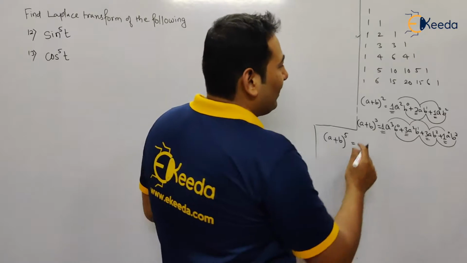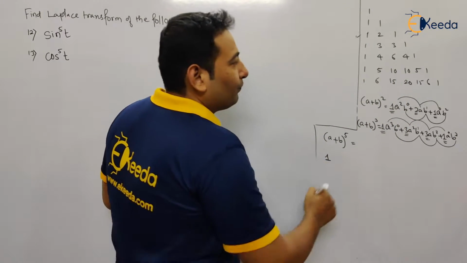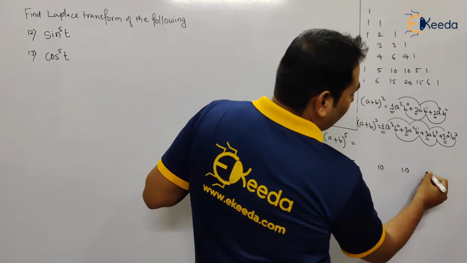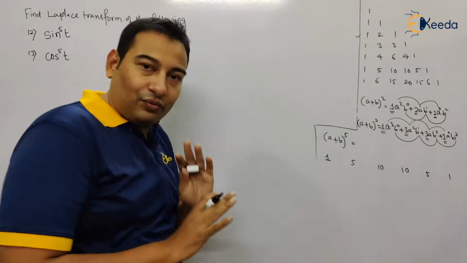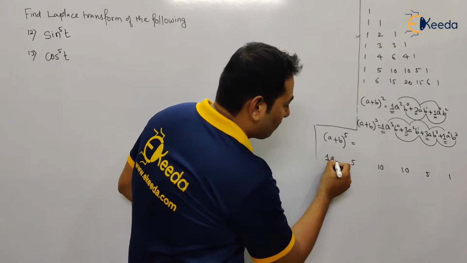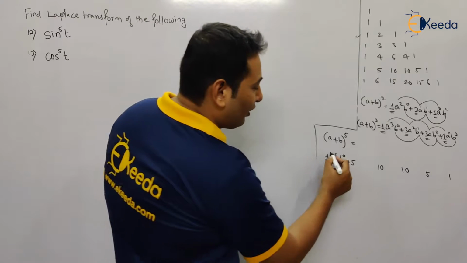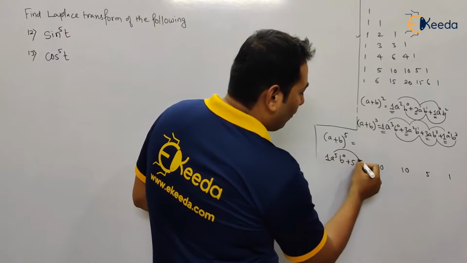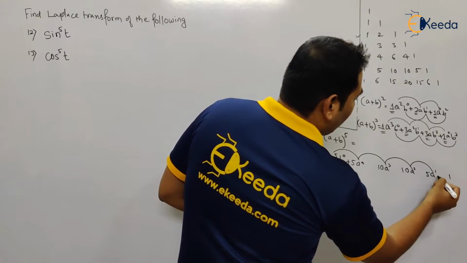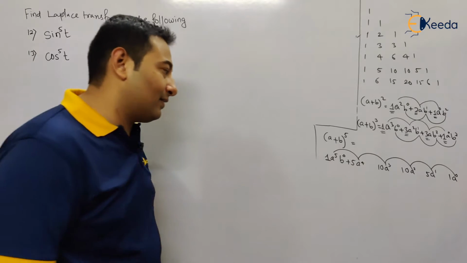(a + b)^5. See, the coefficients are very clear. So let me write down the coefficients here: 1, then we have 5, then 10, then 10, then 5, and then 1. Coefficients we are ready with, right? What next? a raised to 5, with that, the second term raised to 0. What next? You just need to reduce. 5 will become 4, 4 will become 3, 3 will become 2, 2 will become 1, and 1 will become 0. Is this clear?